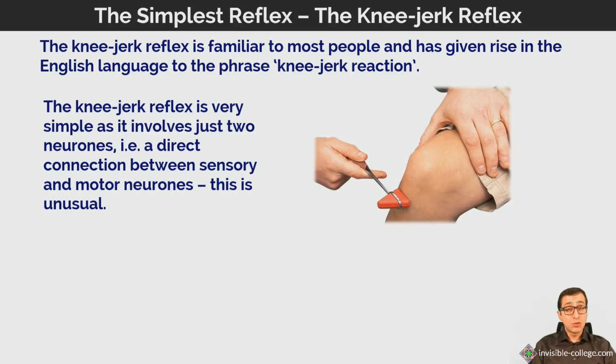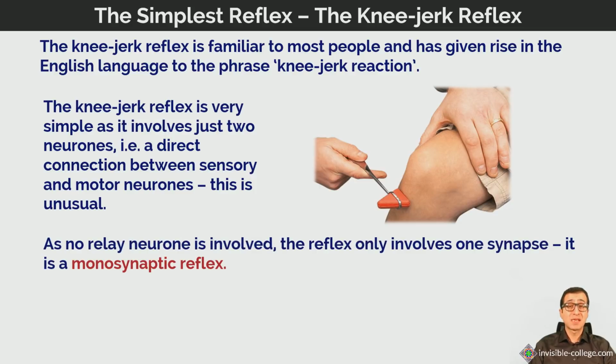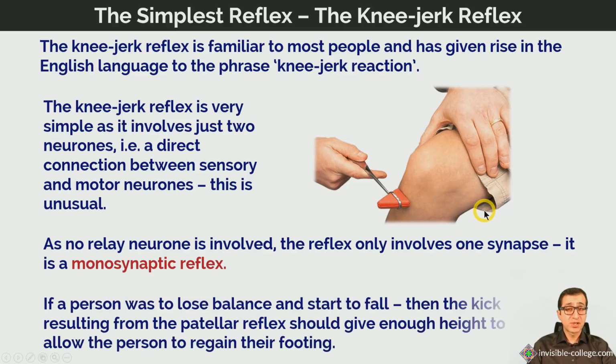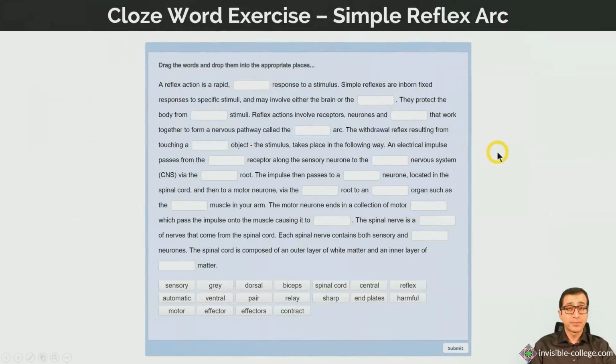Now, because there is no relay neuron, the reflex only involves one synapse, and it's referred to as a monosynaptic reflex. Now, the function of this is that if a person was to lose balance and start to fall over, then the kick resulting from the patellar reflex should give just enough height to allow the person to regain their footing. So what's happening here is the doctor is using what's called a patellar hammer, and he's sharply tapping the tendon just underneath the kneecap here. That then triggers a reflex which causes the contraction of the thigh muscles, which then results in a little kick.